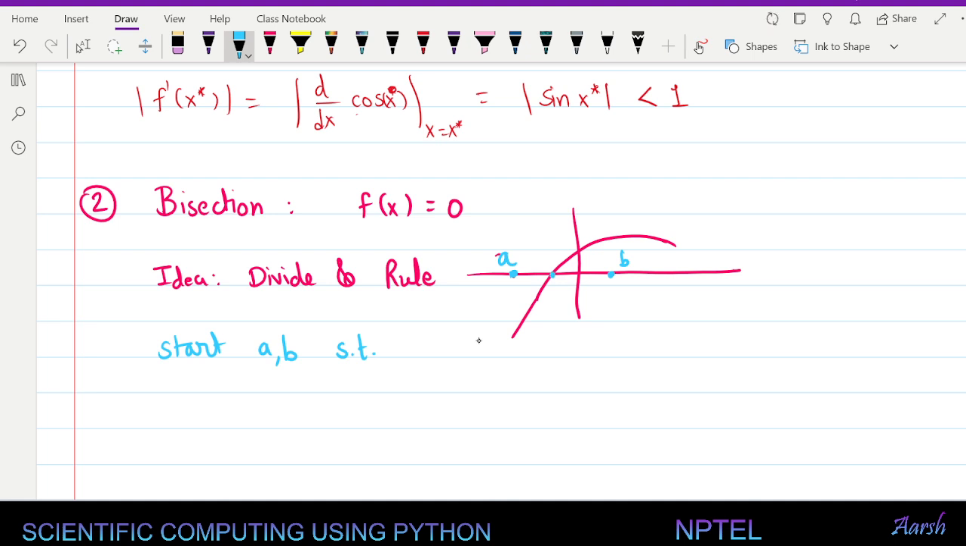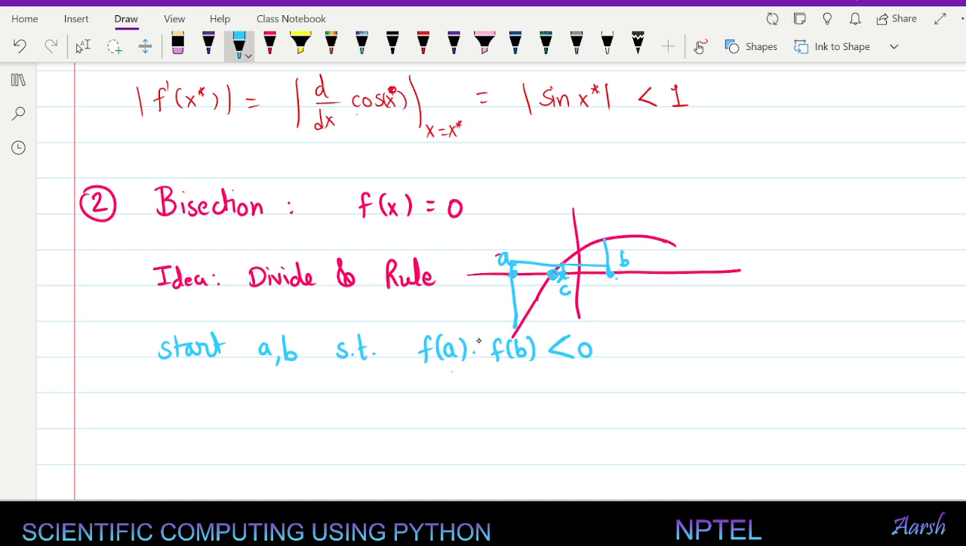Now how can we write it mathematically? We can say f of a times f of b should be negative, right? Because one will be negative, one will be positive. It can be the other way also: f of a is positive and f of b is negative, but the product will be negative. And then start dividing. So look at the midpoint of these two, call it c, and then the only information from the function comes here, and that is which interval to choose. You have to choose either this interval or that interval, the one that contains the zero.